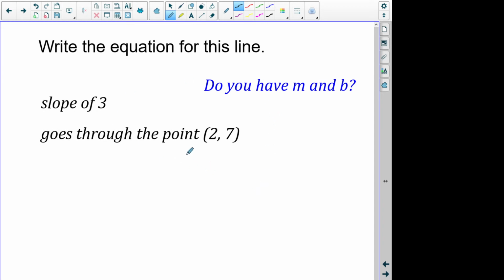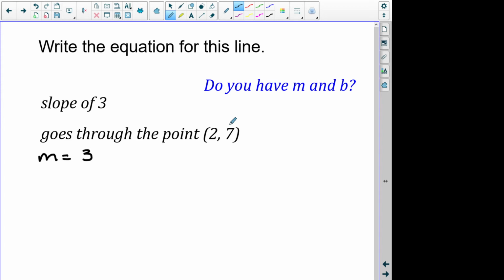Another example, write an equation for a line that has a slope of 3 and goes through the point (2, 7). Now here's where it gets a little more tricky, because they give us a slope, so we do have m. Okay, we know that m is 3, but we don't have the y-intercept. They give us a point, but that point does not have 0 for x, and so this is not the y-intercept.